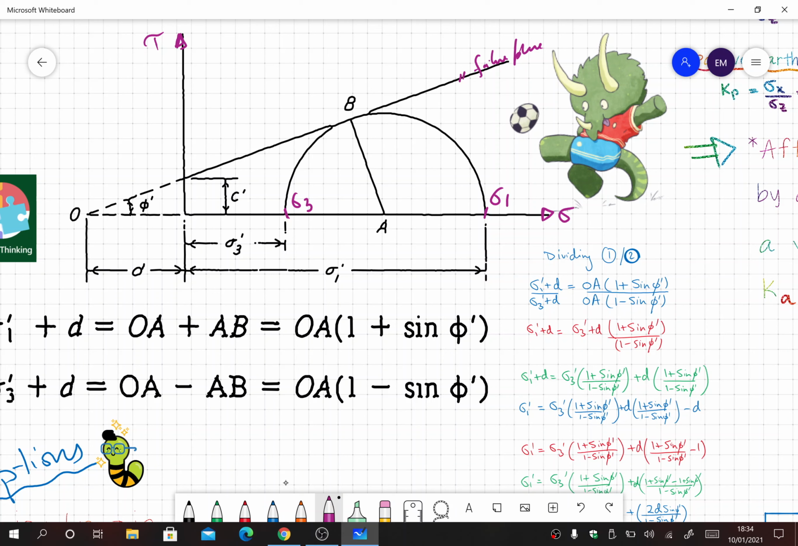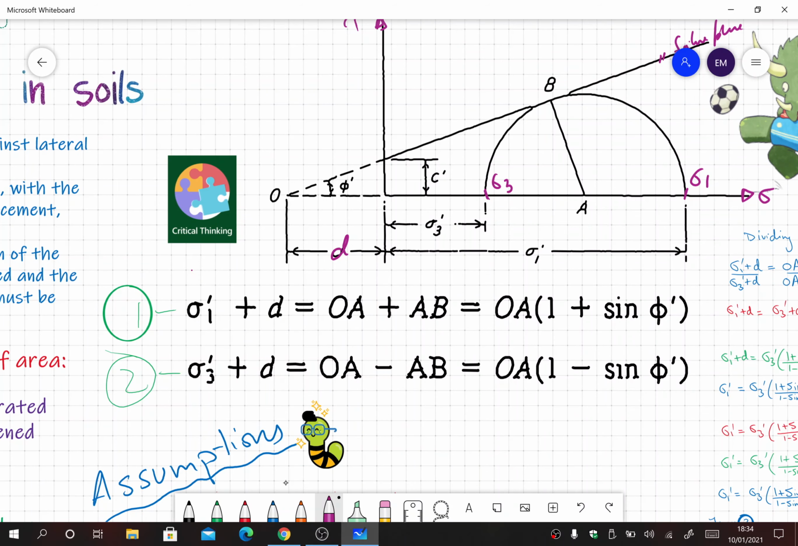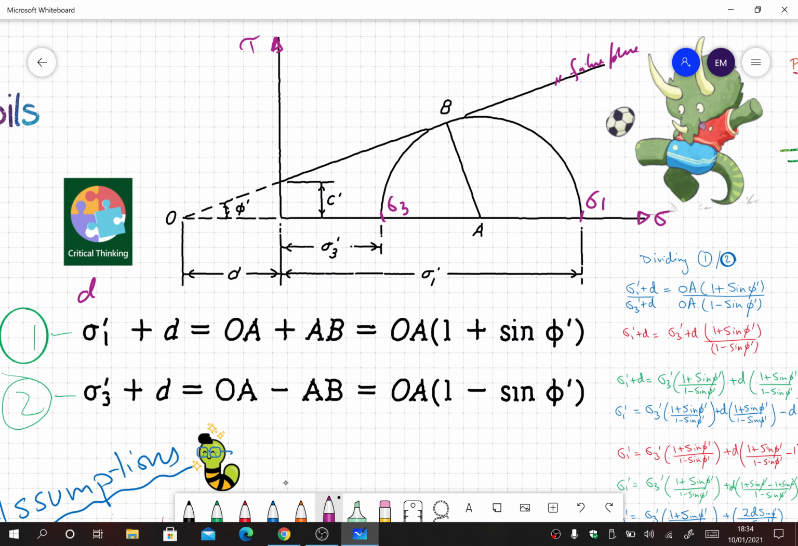Okay, so from this figure we can say that if this is the value d, then this is d. So sigma 1 plus d, this whole is equal to OA plus AB. So AB is the radius of the Mohr circle. So that's written here, OA plus AB, so it is equal to OA into 1 plus sine phi. I'll come to that in a minute.